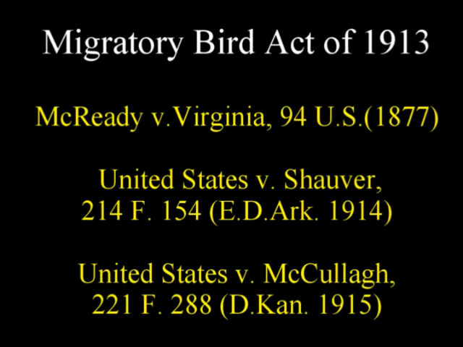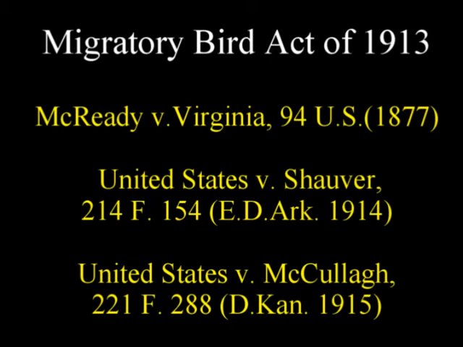Cases like the United States v. Shawver and United States v. McCulloch struck down the Migratory Bird Act as unconstitutional. A major precedent for striking down the Migratory Bird Act of 1913 was based on the McCready v. Virginia case of 1877. In McCready, the Supreme Court found that the fisheries were under the jurisdictions of the state. Shawver and McCulloch confirmed that birds, like all wildlife, were under the jurisdiction of the states, not the federal government.